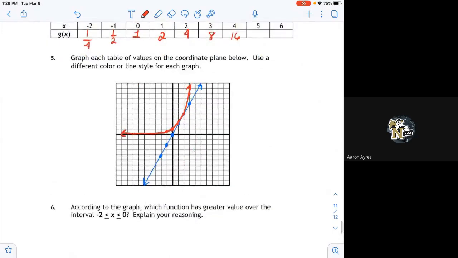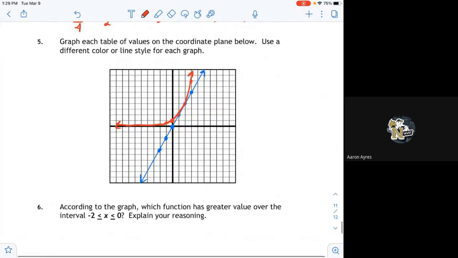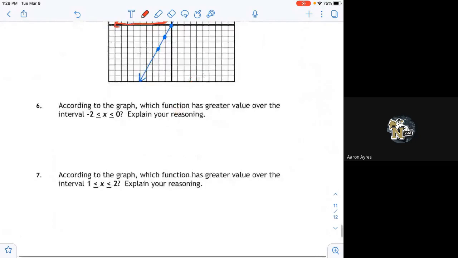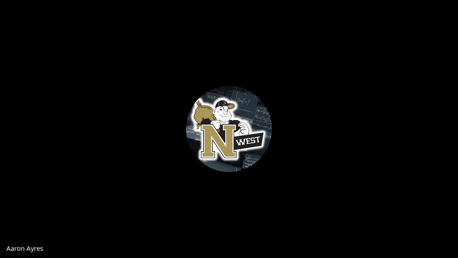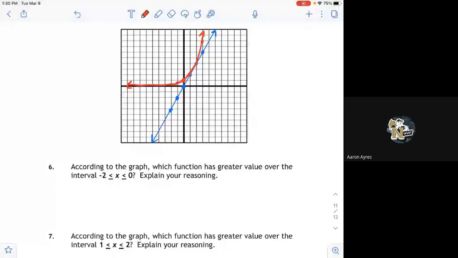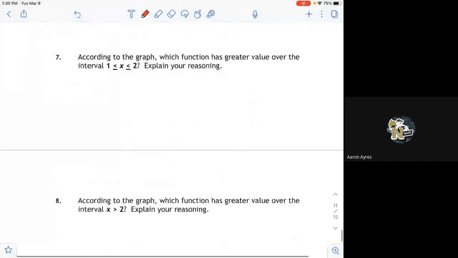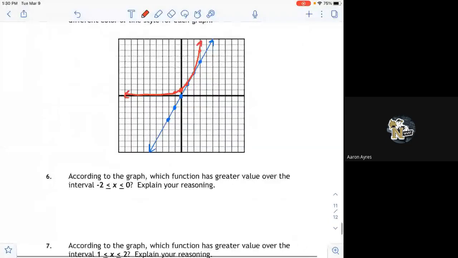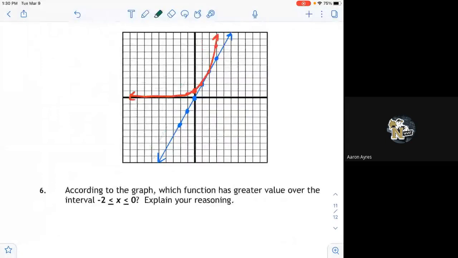Okay, so question. Which function has greater value over the interval -2 to 0? Okay, so figure that out. And then we're going to do the same thing from 1 to 2. Okay, figure that out. And I think we're going to do the same thing from x is greater than 2. All right, so we're going to chunk this off, okay? I'll have you guys break up into 2 groups, and I'll talk about the middle group, okay?